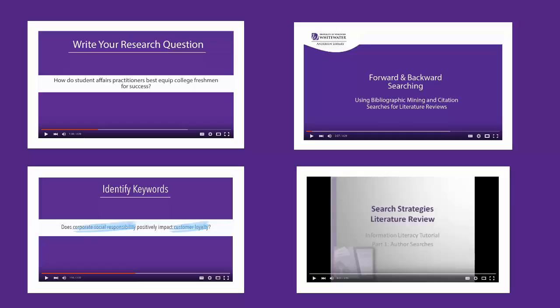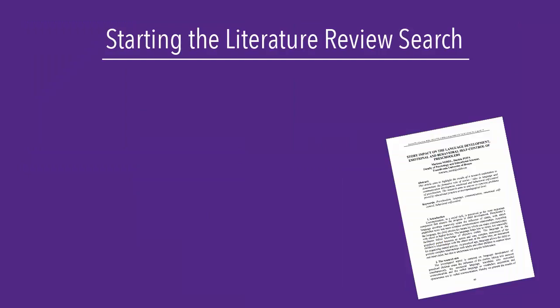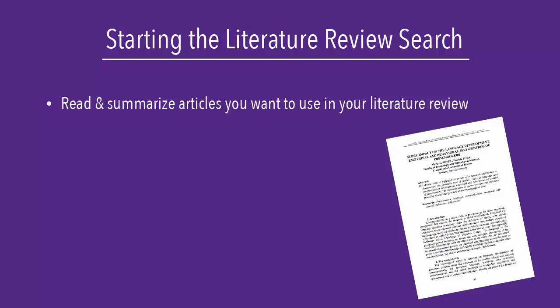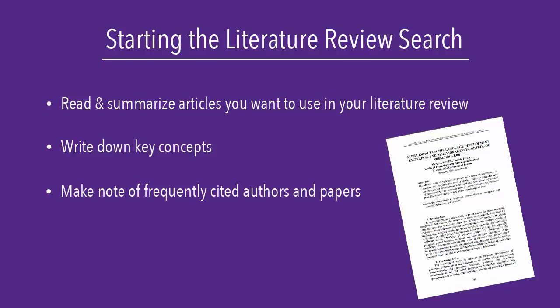For more information on the search process, check out the library's videos for planning a search strategy, forward and backward searching, and author searching. When you find an article relevant to your research topic, take the time to read the article and summarize it. Make note of any key concepts and use those keywords to improve your searches. Look for authors or papers that are frequently cited in works that you are reading, as this indicates the research is highly valued in the field.